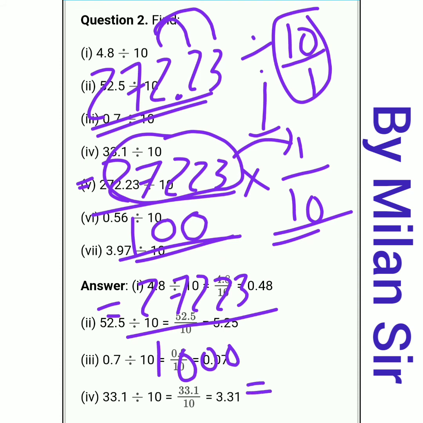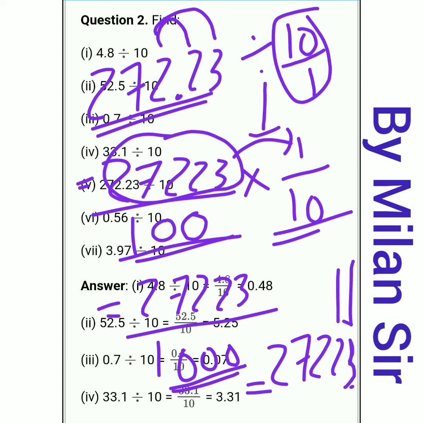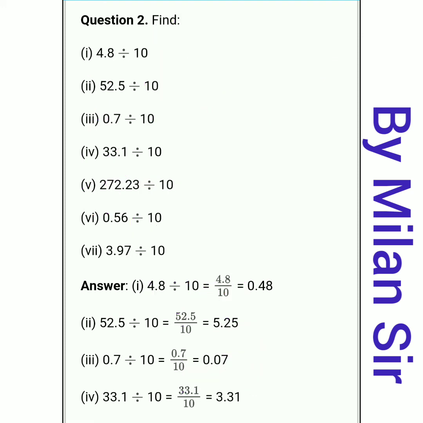Now in the denominator we have three zeros, so in the numerator we need to put the decimal point before three digits. Right now we have 27223. This is the first digit, second digit and third digit, and before the third digit we need to put the decimal point. That means 27.223. Okay, our answer is 27.223.